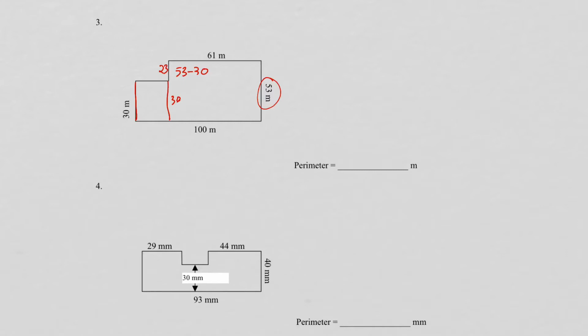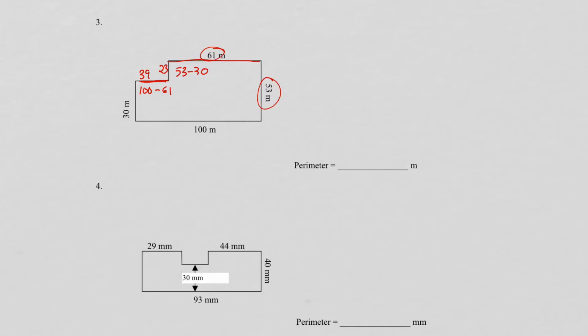Okay, and then if we know that the whole length at the bottom is 100, the same thing on the top is 100. So the total is 100. You take away the 61 that's right here, and that's going to give you the 39 for this side right here.